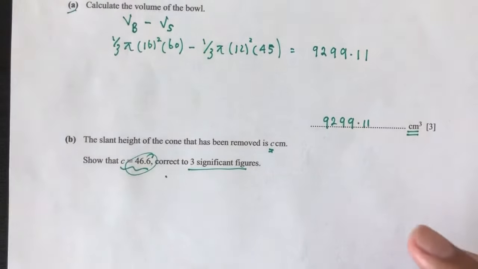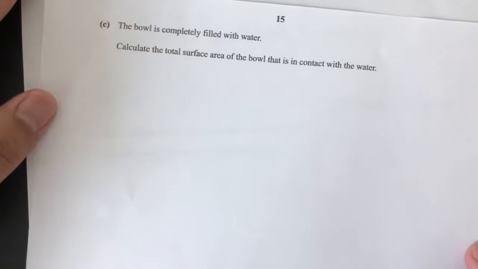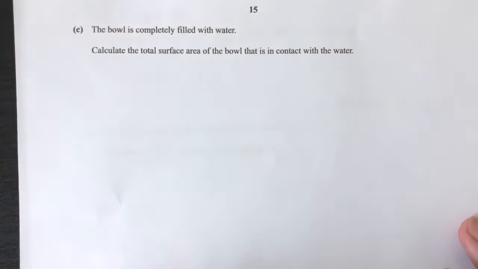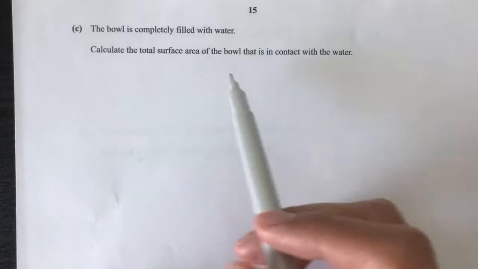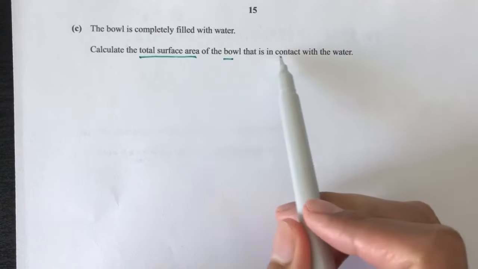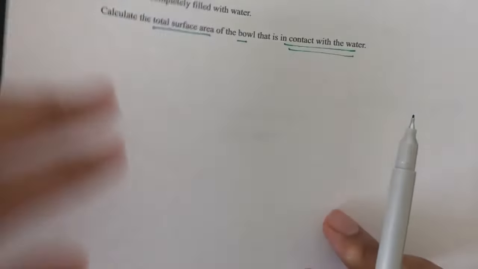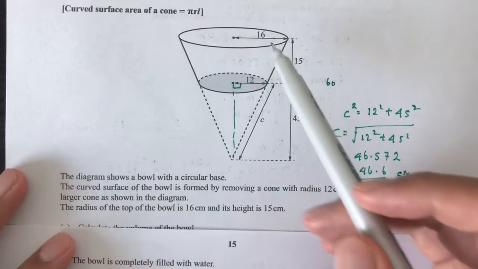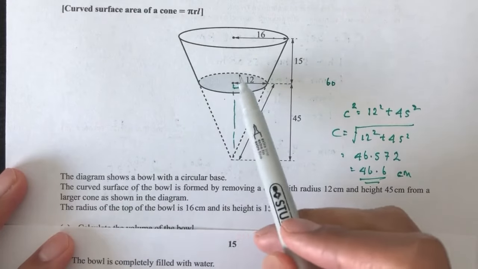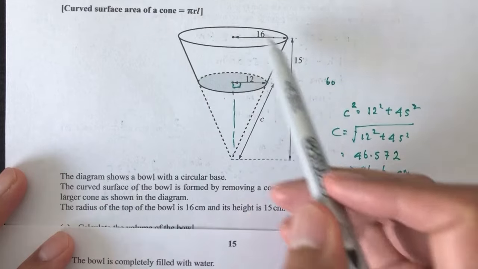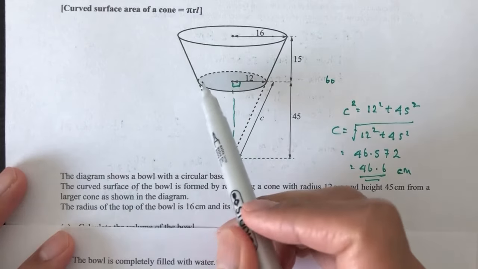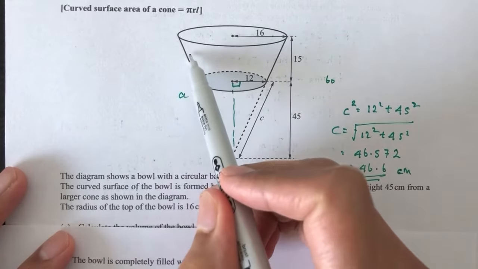Good. So now we move on to part C. Part C tells you that the bowl is completely filled with water. Calculate the surface area of the bowl that is in contact with the water. As you can see here, if you fill this bowl with water, the water will touch this base area and the curved surface area. So let's call this one A and this one B.